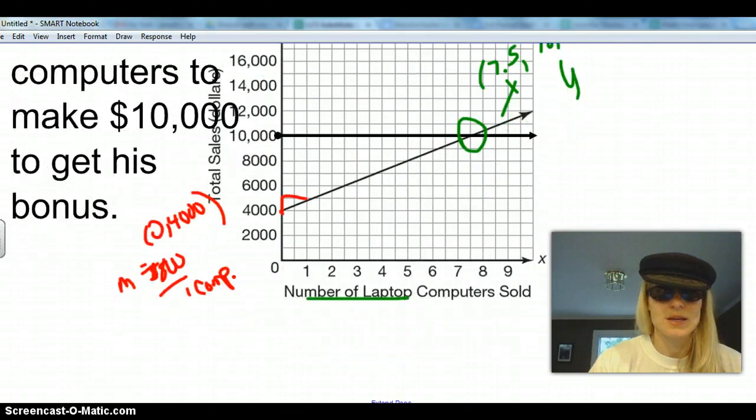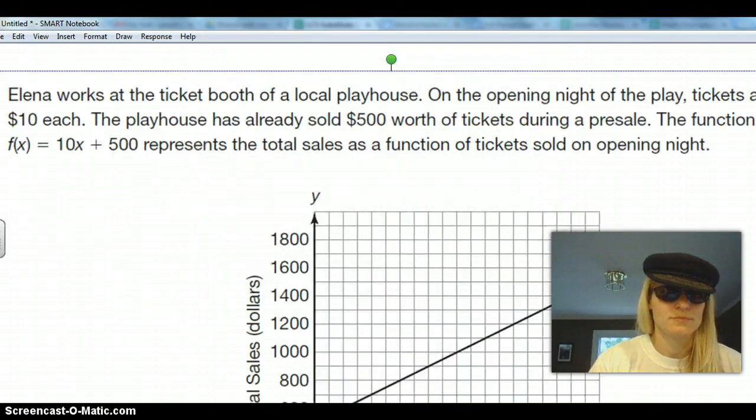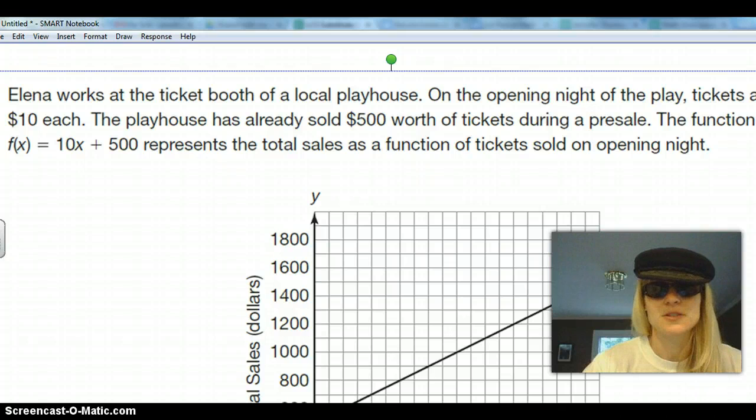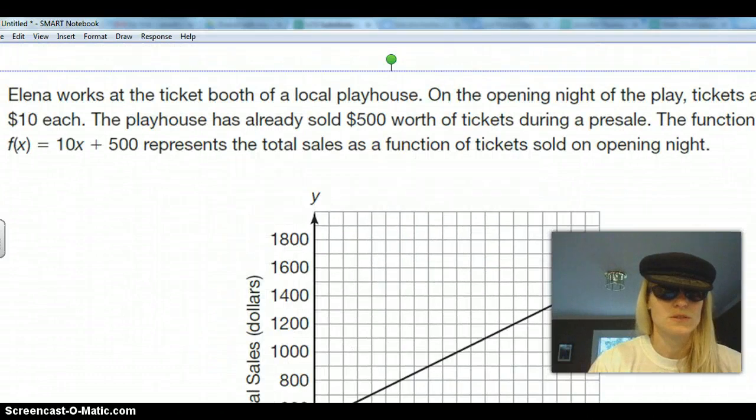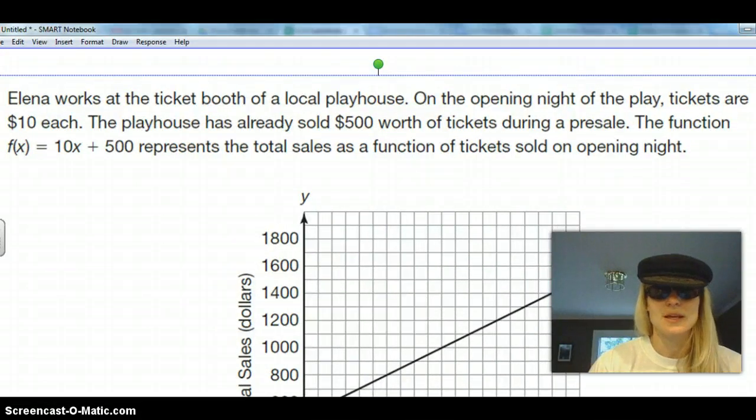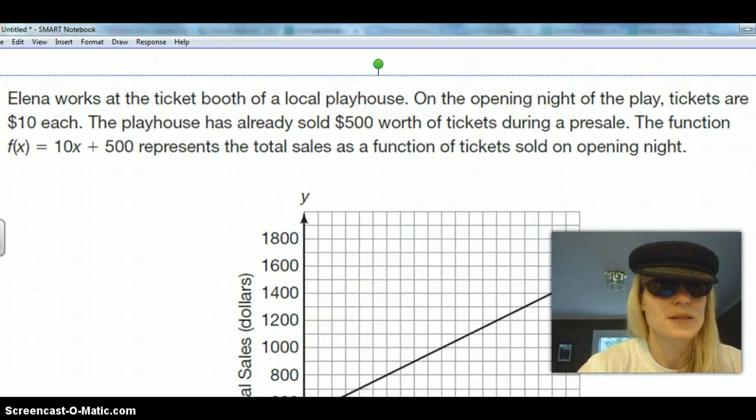So I want you guys to look at this one now. This talks about Lena. She's working at her playhouse. This is my playhouse costume here. And let's see if I can switch. Okay, and so she's at the playhouse on opening night. The tickets are $10 each. Again, there's your keyword. They've already sold 500. Again, that's key, already sold. And then it gives you the function.